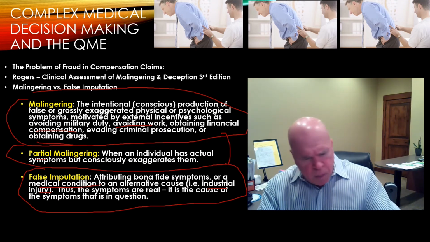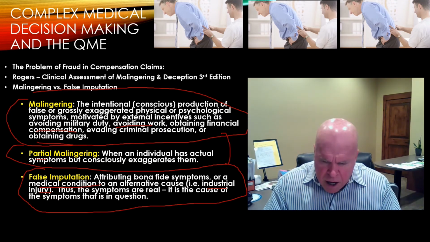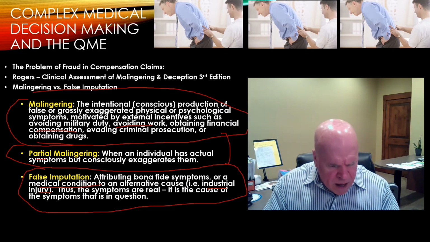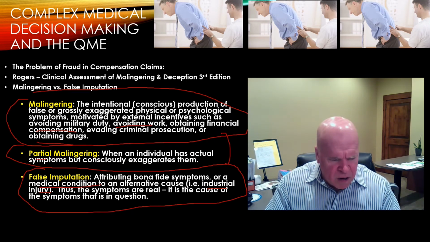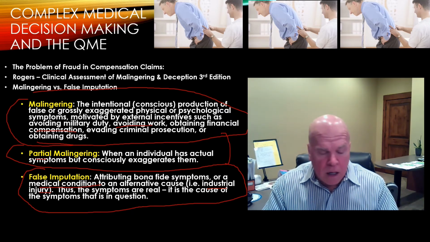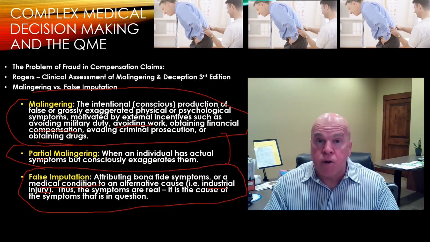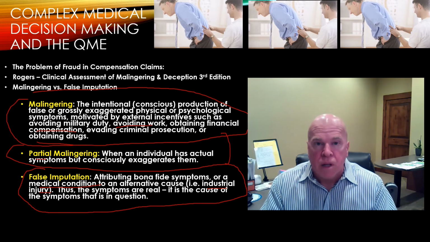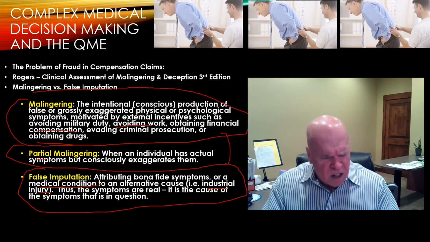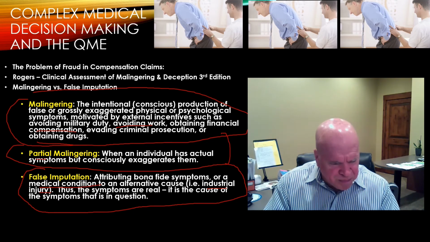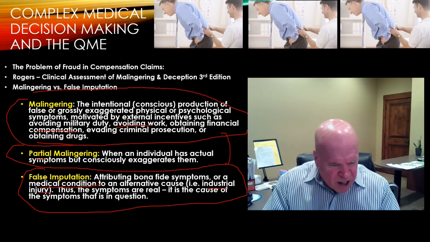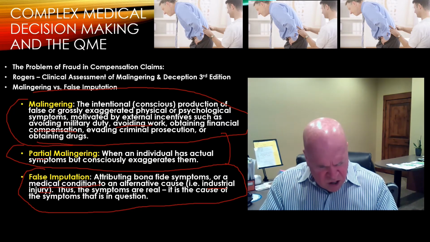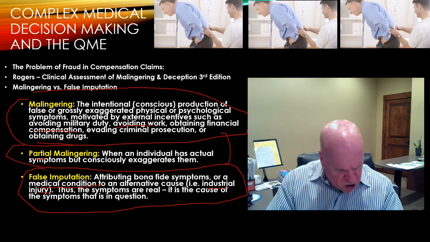And as another example, Rogers tells us that false imputation is more difficult to identify as malingering because the individual can, from personal experience, accurately describe the symptoms because they actually have the symptoms. The college student actually had difficulty concentrating. Okay, so that's what he has to say about false imputation.